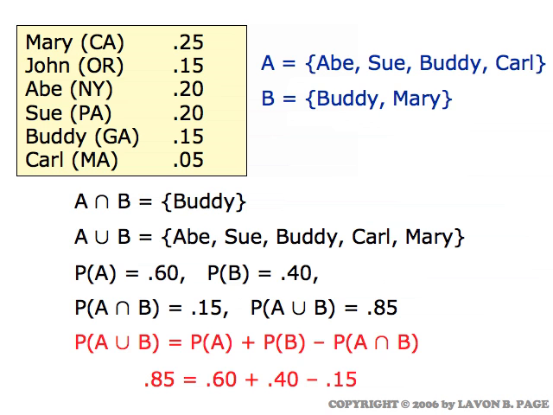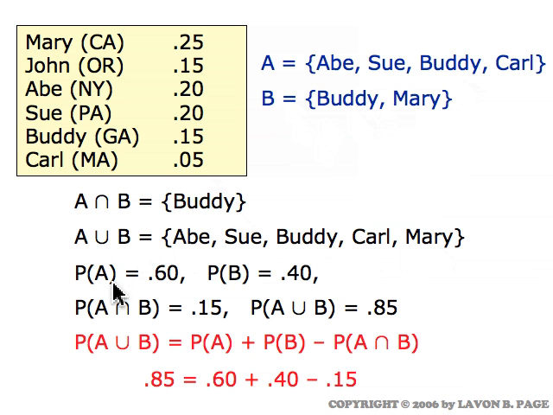Now let's look at two different events. In this case, A is the event described by saying either Abe or Sue or Buddy or Carl wins the election. And B is the event where either Buddy or Mary wins the election. In this case, A and B are not mutually exclusive because Buddy belongs to both of them. The union of the two is all 5 of these people.